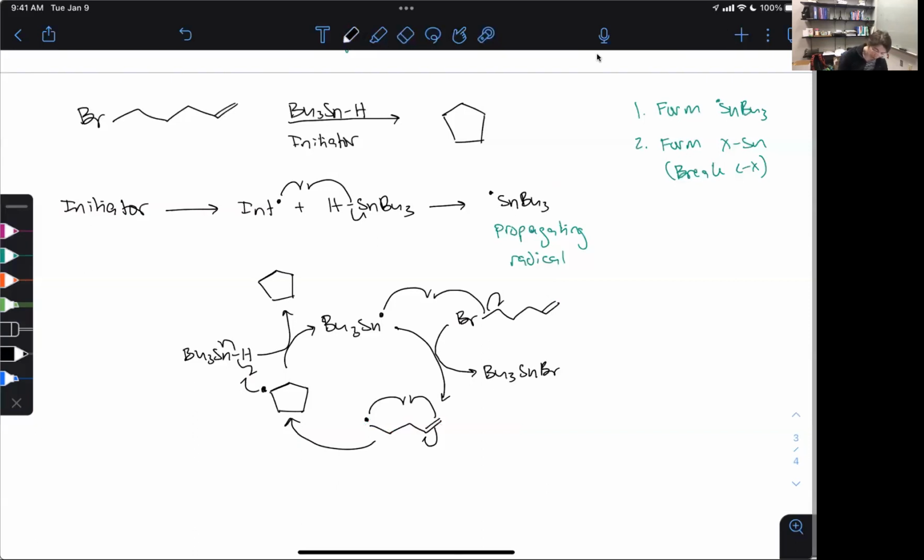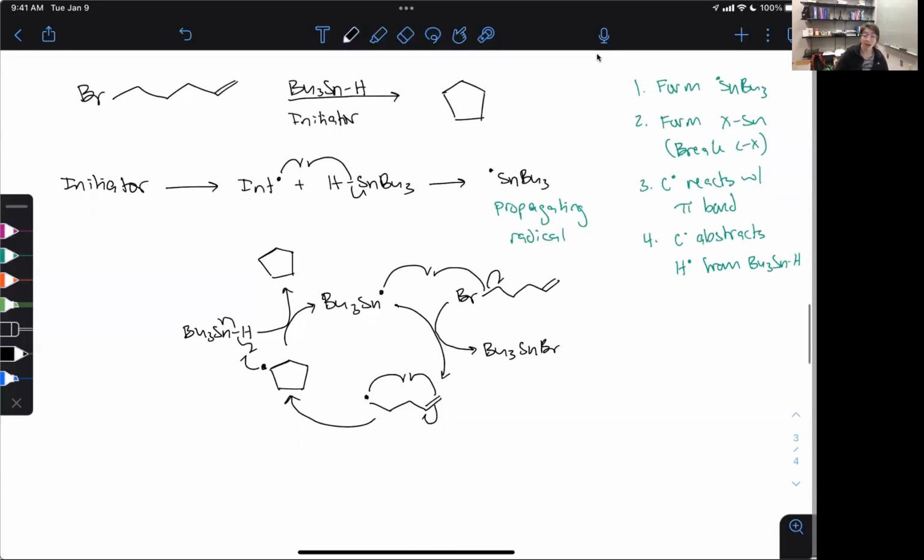Okay, so I guess the second step would be C radical reacts with pi bond, and then C radical abstracts H from the tributyl tin hydride. There we go. Okay, so the thing to keep in mind here, these are very frequently used in ring forming reactions.